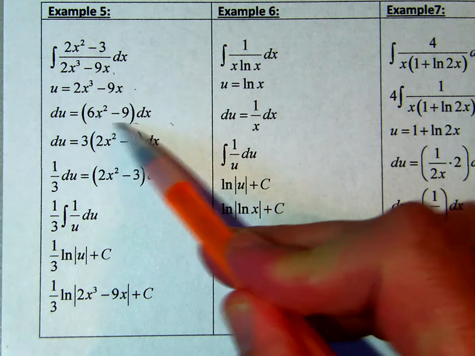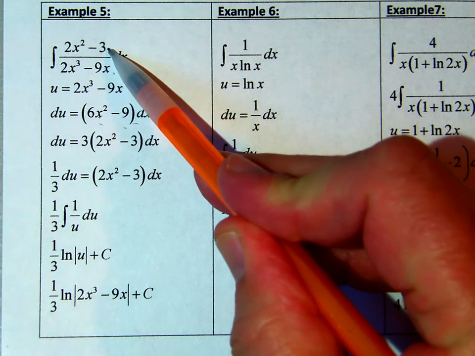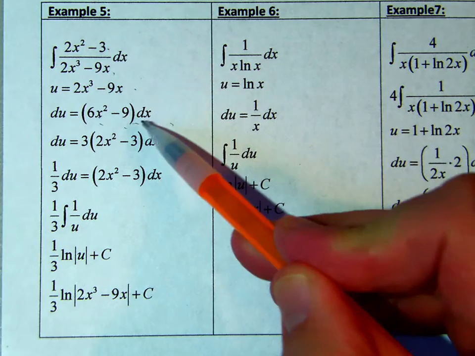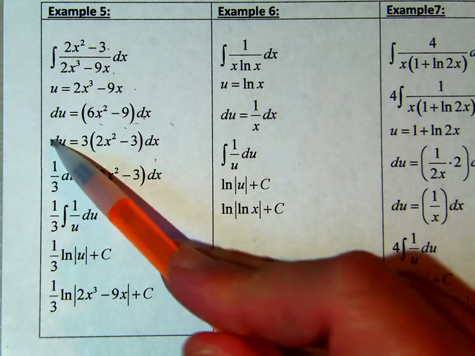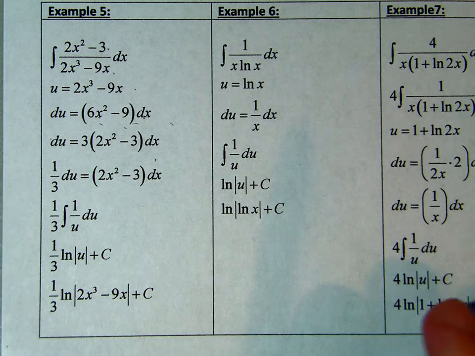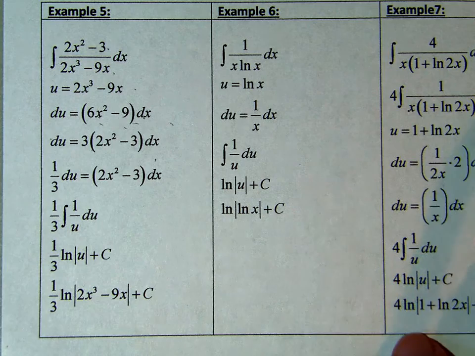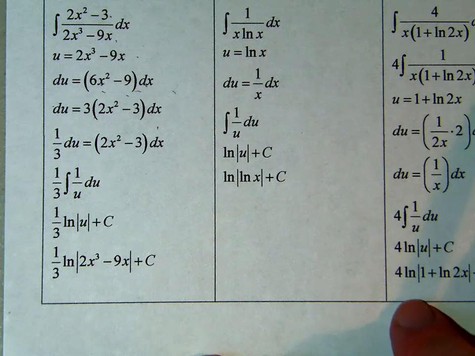that makes du 6x squared minus 9. Now 6x squared minus 9 doesn't quite match the 2x squared minus 3 up top, but if we factor out a 3, then it does. So that's kind of the trick, or not necessarily the trick, but the strategy in order to make this work. We're going to get this over there, divide both sides by 3, as we've done with many of these problems, and now we can do the substitution.